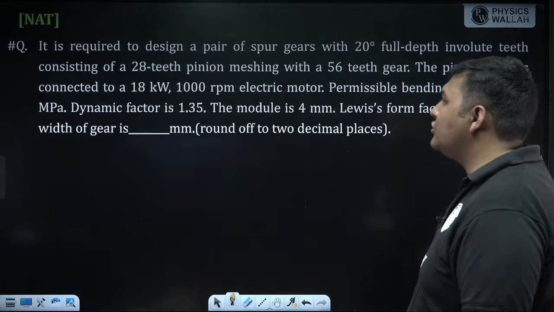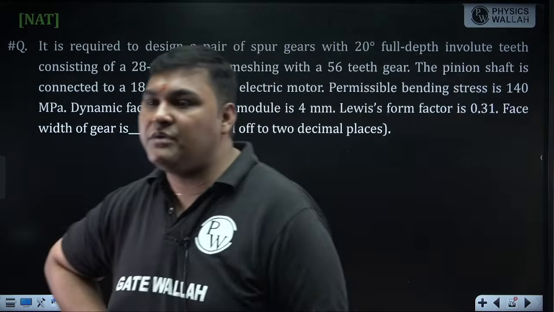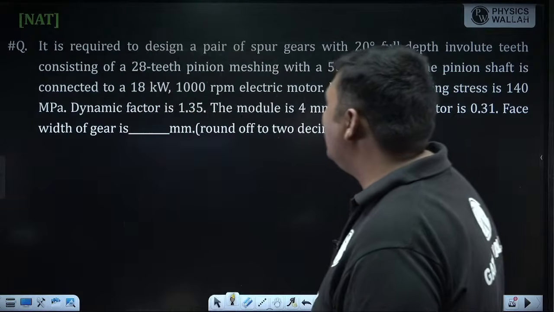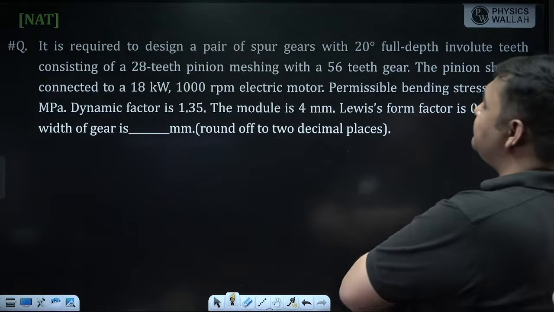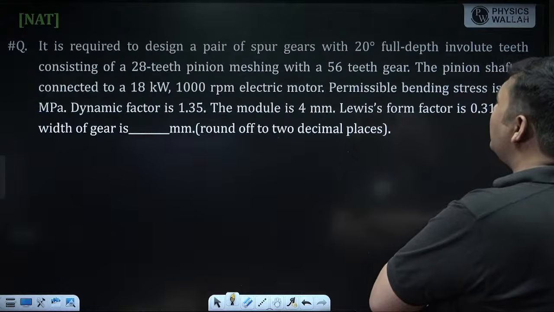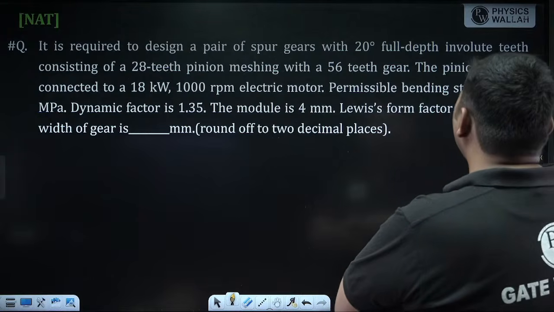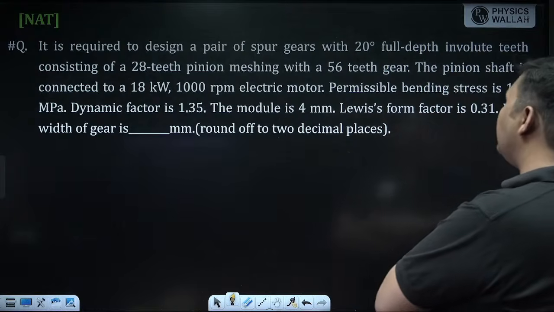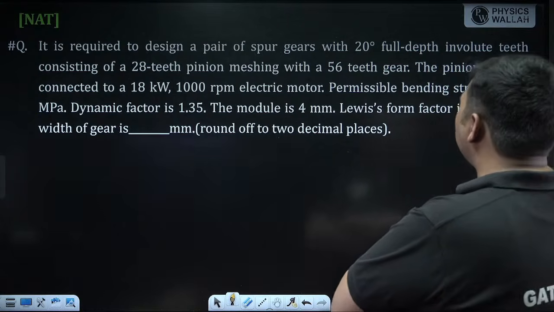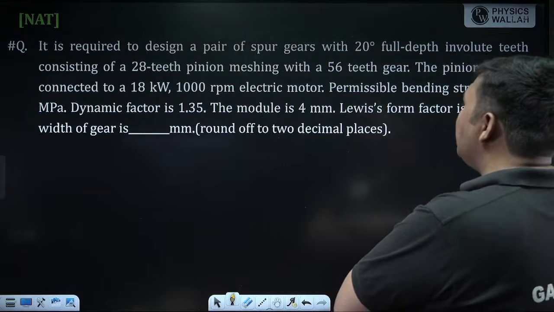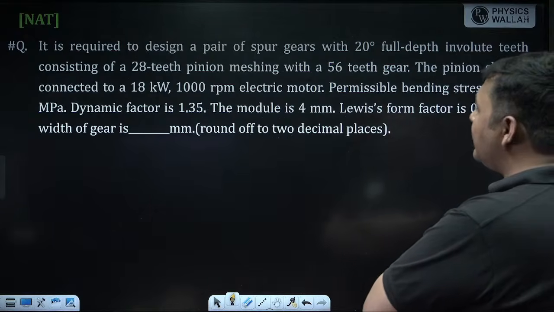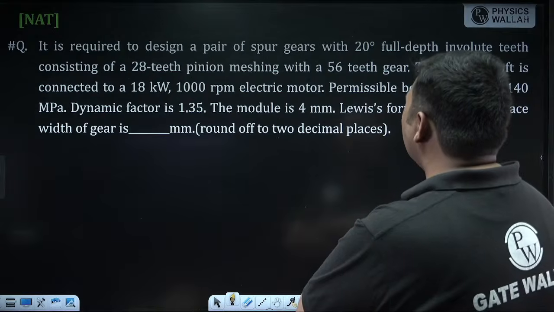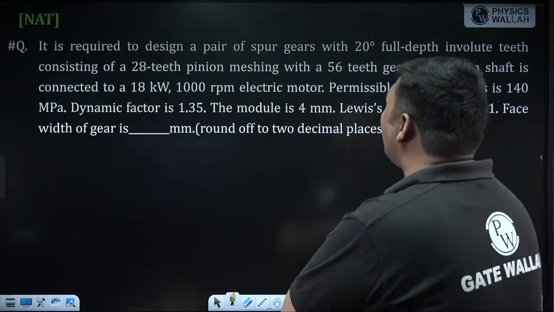Now, coming back to the next question, it is the question of design of gear. What this question is saying, it is required to design a pair of spur gear with 20-degree full depth involute teeth, consisting of a 28-teeth pinion meshing with a 56-teeth gear. The pinion shaft is connected to an 18 kilowatt, 1000 rpm electric motor. So this is the speed of the pinion.